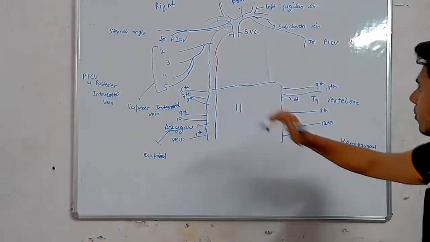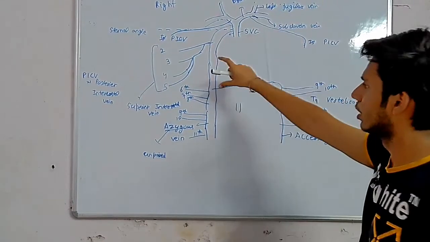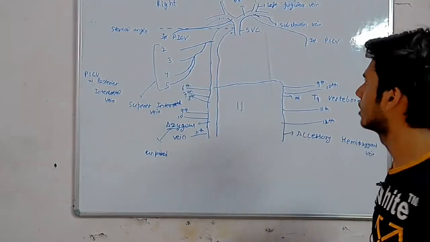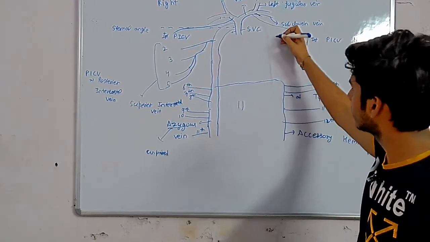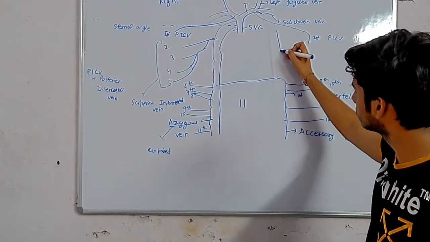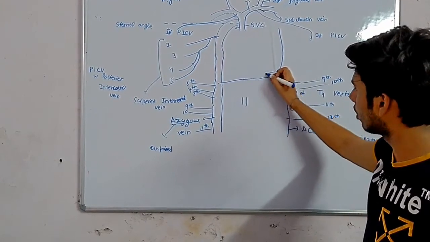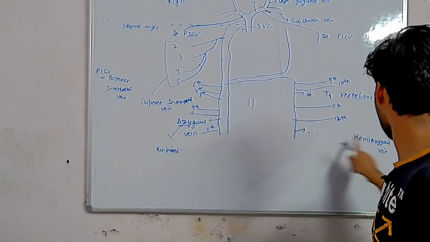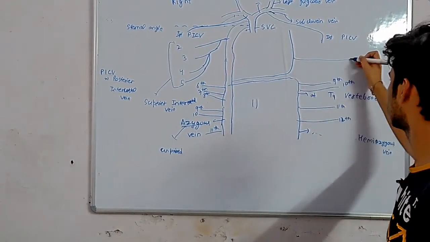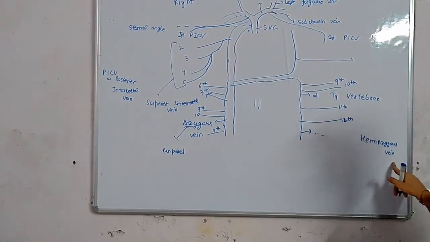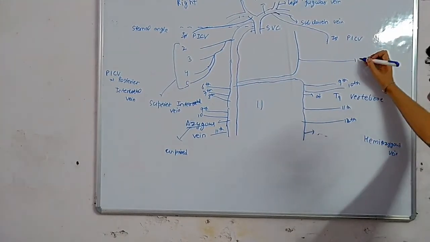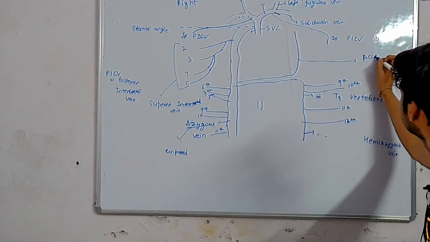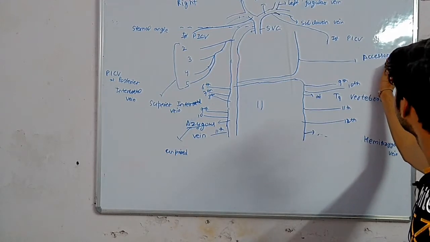This side done. Now come to this side. Here in the right side all intercostal veins drain into the azygous vein, but in the left side there is another vein called the hemiazygous vein. This is the hemiazygous vein in the inferior side. This is the accessory hemiazygous.